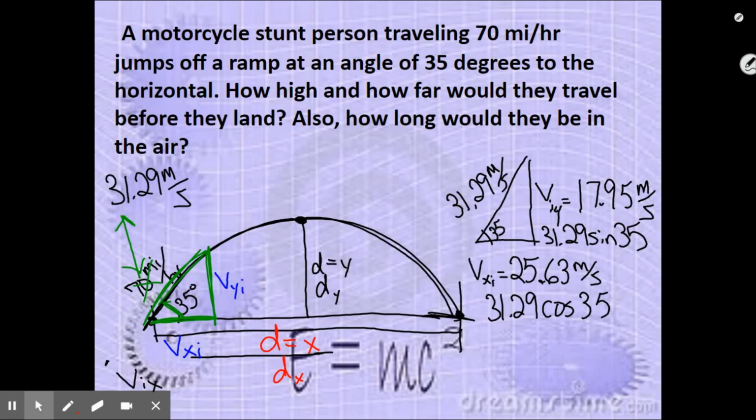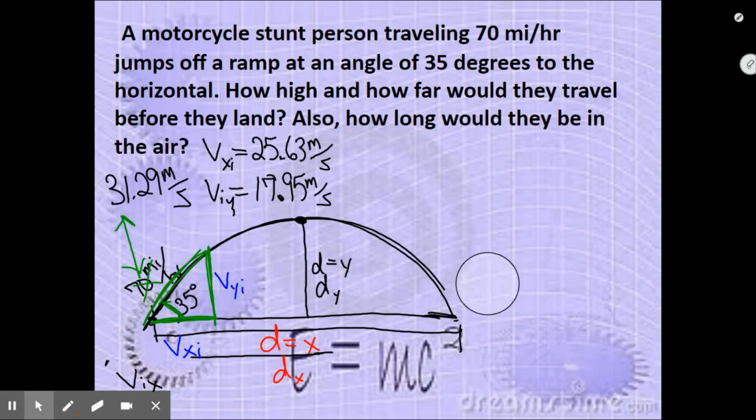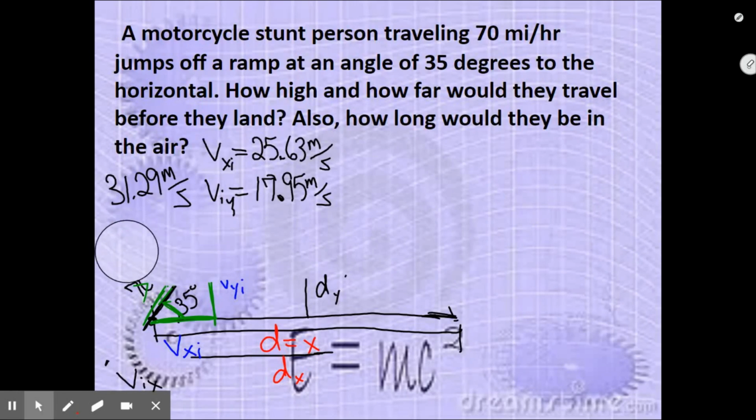So I'm going to write those over here just so we can kind of keep things a little bit more organized. So velocity in the x direction initially, we've got 25.63 meters per second. And then the y, Viy, 17.95 meters per second. So I'm going to erase this.